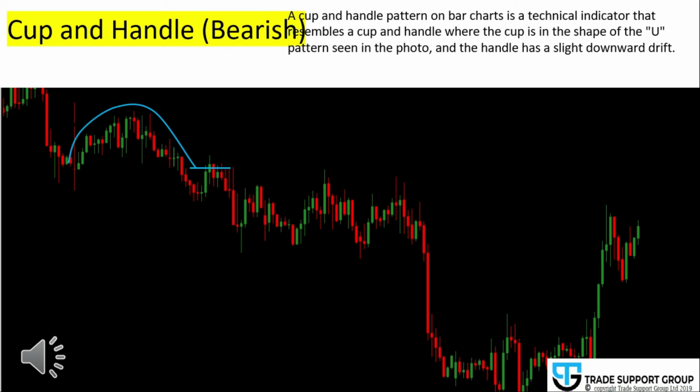Here we have the cup and handle bearish pattern. A profit target is determined by measuring the distance between the bottom of the cup and the pattern's breakout level, and extending that distance upward from the breakout. For example, if the distance between the bottom of the cup and the handle breakout level is 20 pips, a profit target is placed 20 pips above the pattern's handle. Stop loss orders may be placed either below the handle or below the cup depending on the trader's risk tolerance and market volatility.